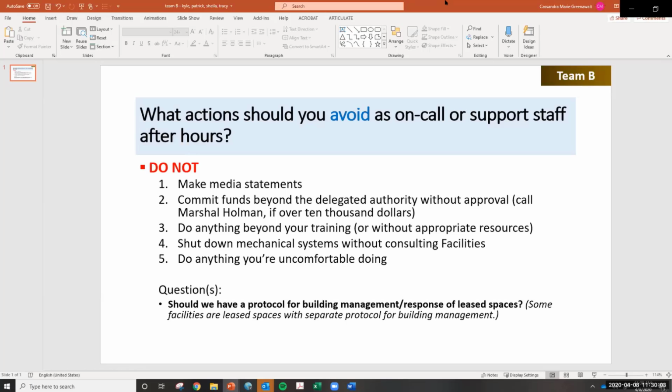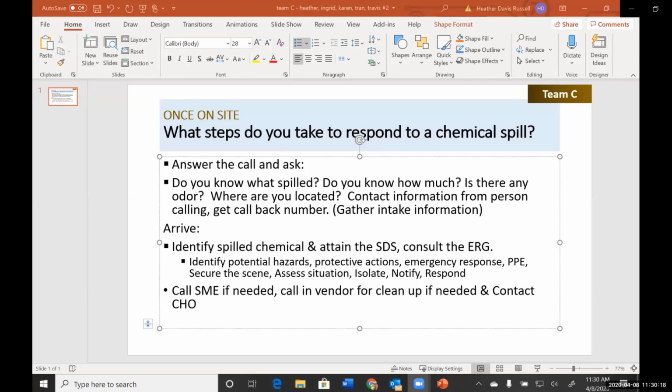And then we can share that. We can hold off on the questions until we get to the rest of the teams. But thank you, Team B. I like your gut instinct. And while Team C is getting ready to present, Team C is Heather, Karen, Tran, and Travis. It's really good to reiterate: you must make sure you're safe and well prepared before you try to respond. Okay, so Team C, what steps do you take to respond to a chemical spill?